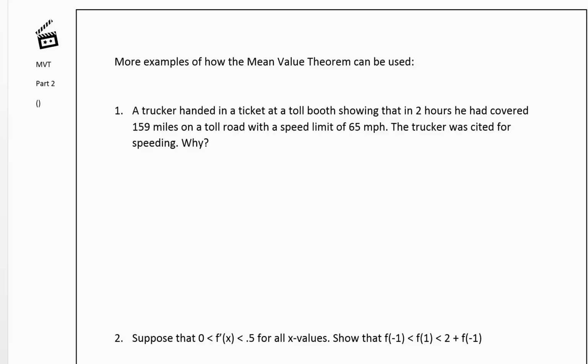Here we're going to look at two more ways that the mean value theorem can be used. The first one says a trucker handed in a ticket at a toll booth showing that in 2 hours he had covered 159 miles on a toll road with a speed limit of 65 miles per hour. The trucker was cited for speeding. Why?